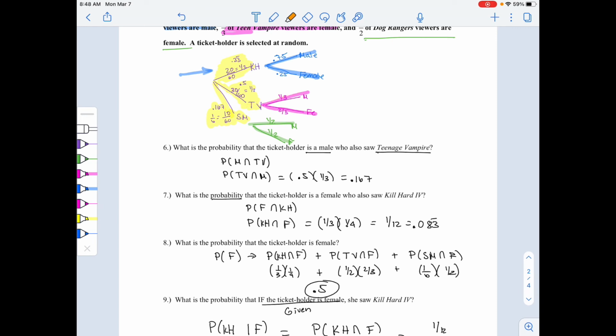Number 7, what's the probability that the ticket holder is female who also saw kill hard? So we're looking at female and kill hard. Flip-flop that around, kill hard and female. 1/3 times 1/4 comes out to be 1/12 or 0.083.